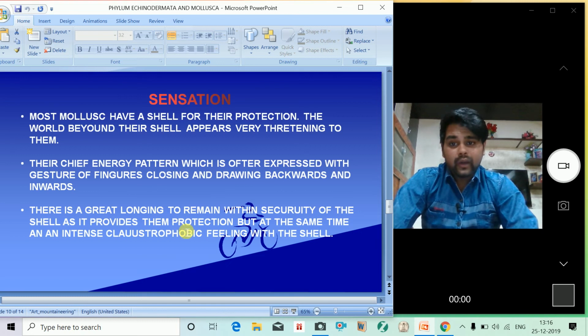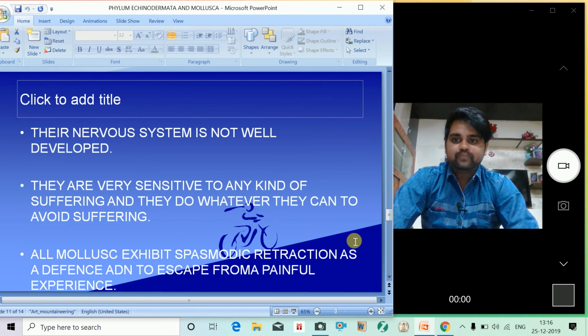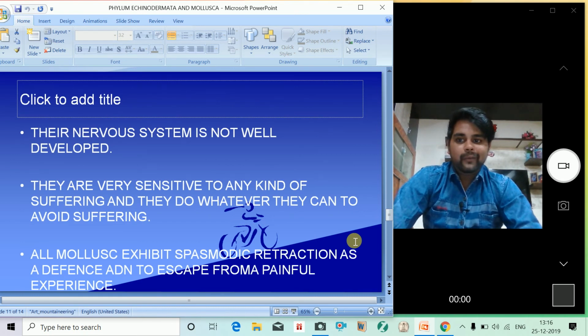There is a great longing to remain within the security of the shell as it provides them protection, but at the same time an intense claustrophobic feeling in the shell. So their nervous system is not well developed. They are very sensitive to any kind of suffering, and they do whatever they can to avoid suffering. So sensitive these mollusks are.